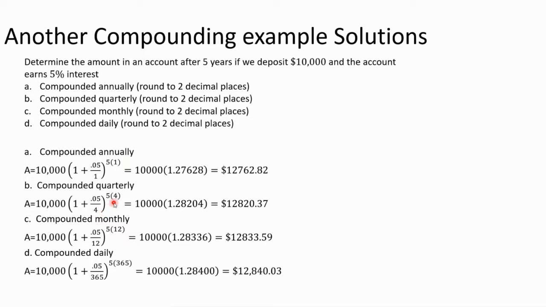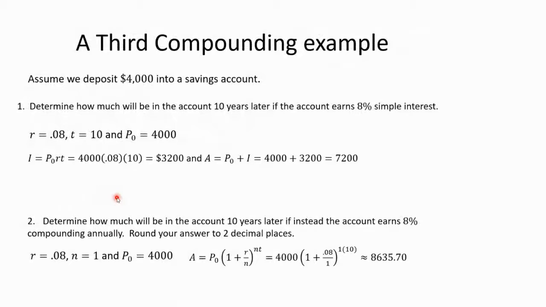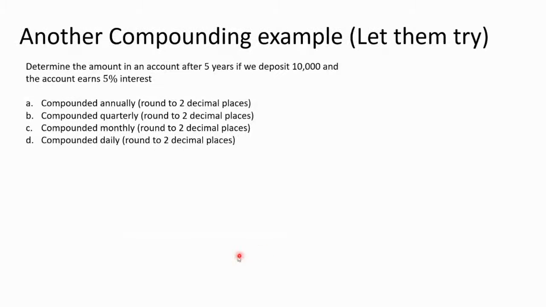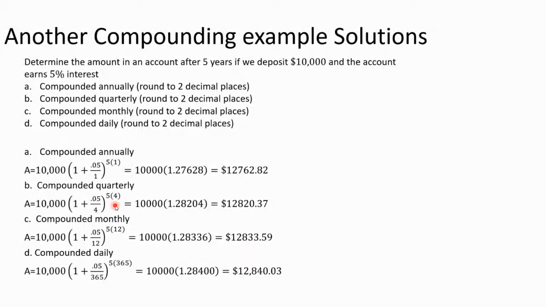Quarterly, when N is 4, remember... let me get to the formula again. Here. This is the formula we're using. And again, each time, the only thing that's changing is N, because N is how often it's compounded. Here it's 4. This was 1, this is 4. It's making more money, okay?